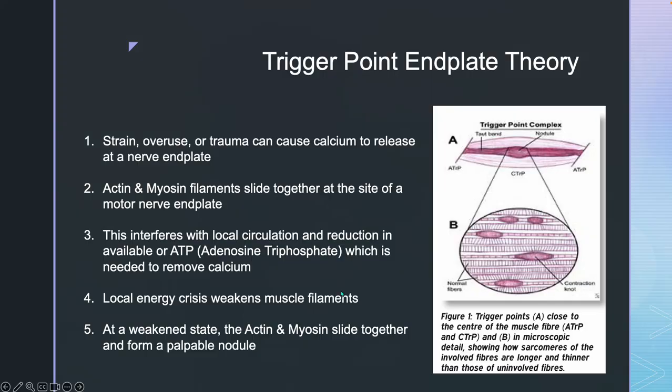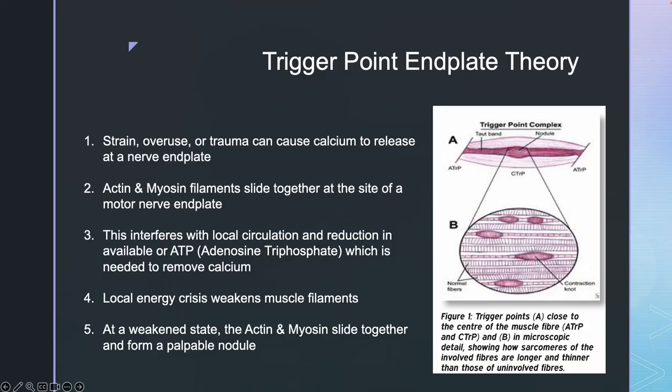All right. Once you have this knot, the local area becomes weakened. So those muscle fibers will become weakened. And in that weakened state, the actin and myosin slide together and form that knot over time. So stress, trauma, calcium release builds up, makes a knot because the calcium can no longer get pulled out by the ATP. So that's a fun little quick way to explain how a knot is formed.